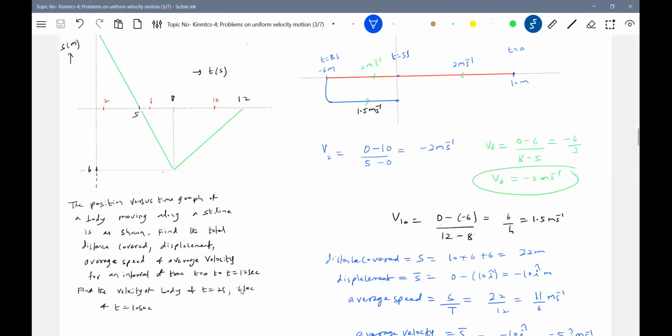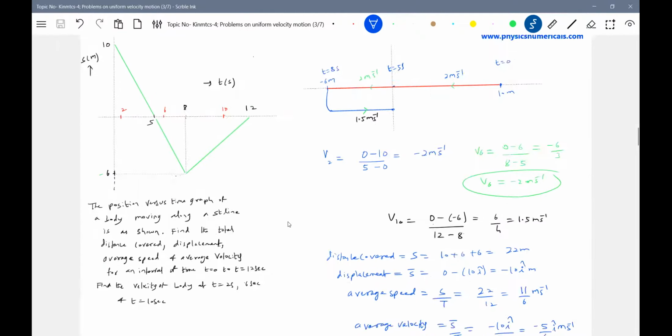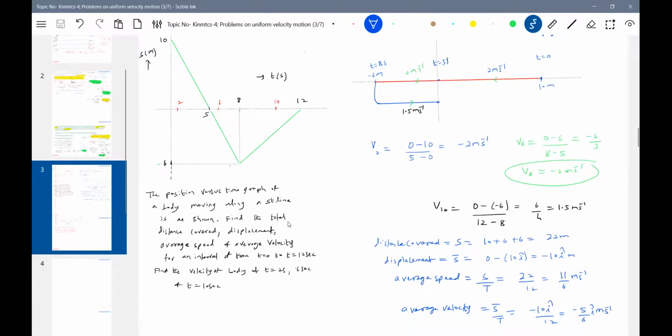Okay, I think from the s-t graph, so much information is available. You can calculate V2, V6, they are instantaneous velocities. V2 is the speed of the particle at 2 seconds. What is V6? Speed of the particle at 6 seconds. What about V10?